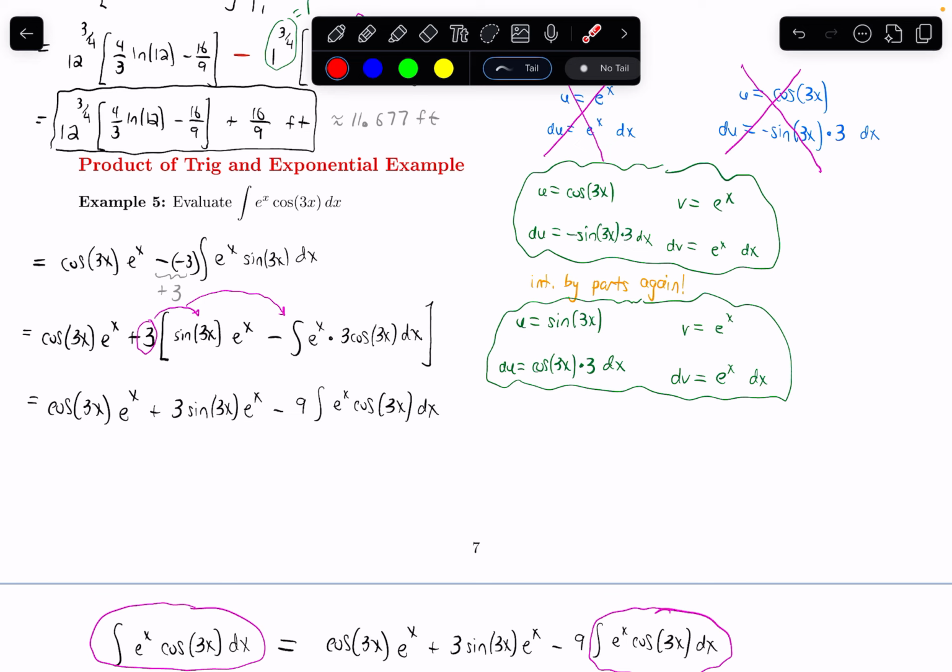One of the key things that we need to do to make this work is when we do this integration by parts twice, it works as long as we stay consistent. So if I picked u to be the trig thing here, the second time, I have to pick the trig thing again. If we had picked the exponential thing to be the u, then even the second time, I'd have to pick the exponential thing to be the u. As long as I stay consistent, it's going to work out.